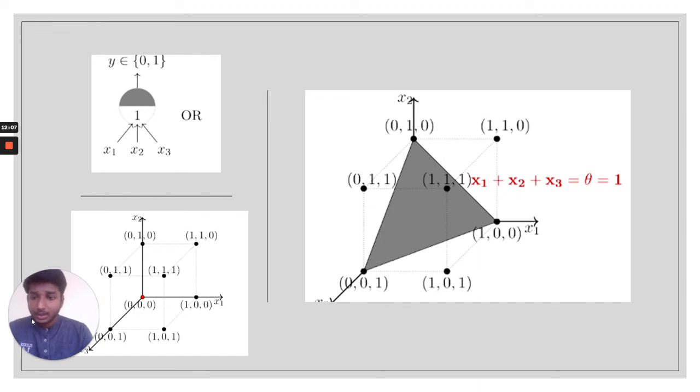Here you can see I have applied an OR function for this. You can see the representation of the graph, the geometric interpretation. After applying the function you will get a theta value as 1, and the function as x1 plus x2 plus x3 equals theta, that is equal to 1. The values which lie on the plane and above the plane will have an output of 1, and the values below the plane will have a value of 0, and the origin is below the plane.